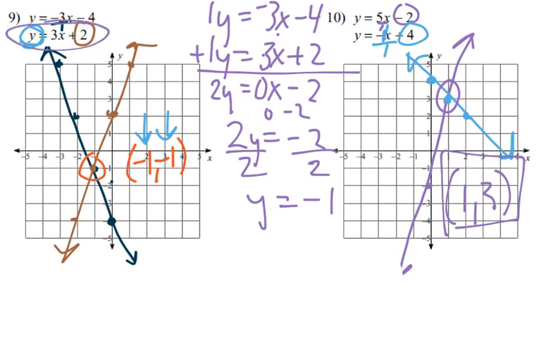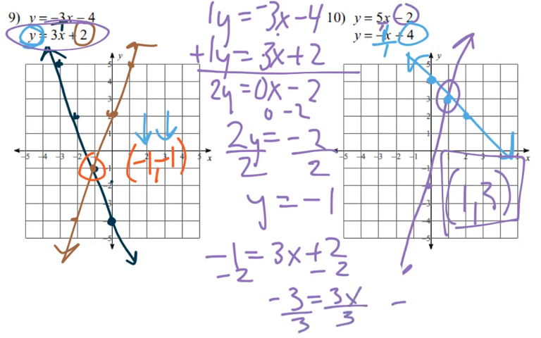Then I just pick one of my equations and say, well, if y is negative 1, what is x going to be? And then you'd solve for x. Which, pretty obvious to see, x equals negative 1. Same answers using 3 different methods.